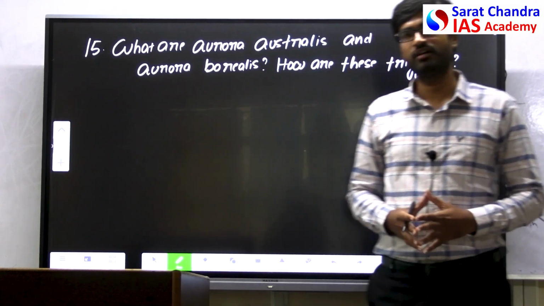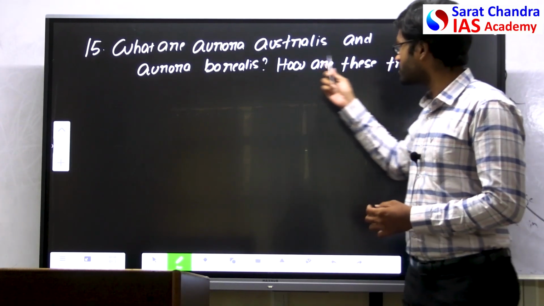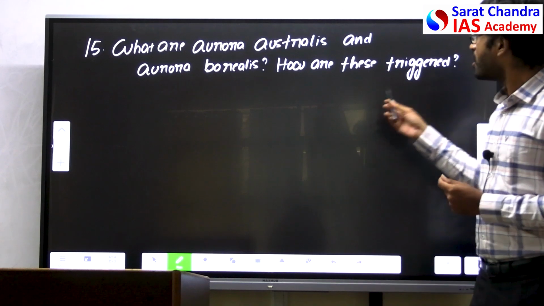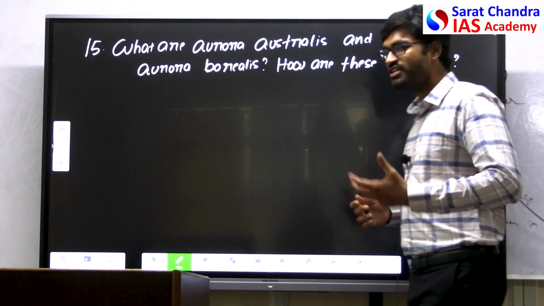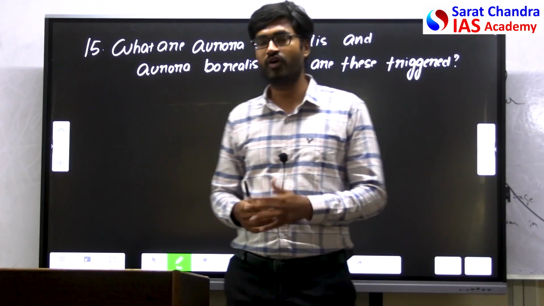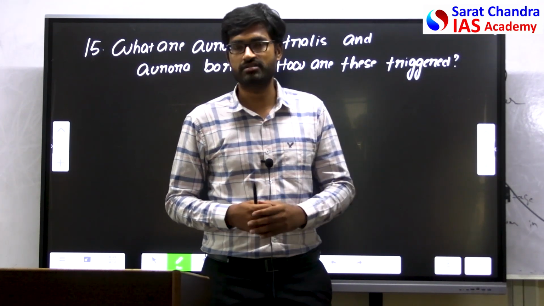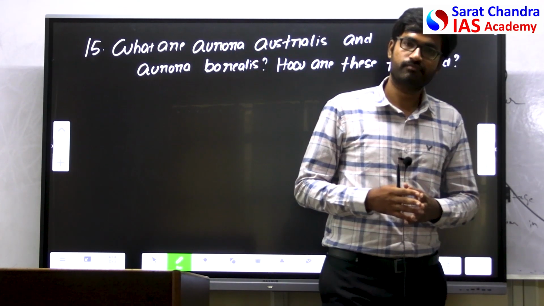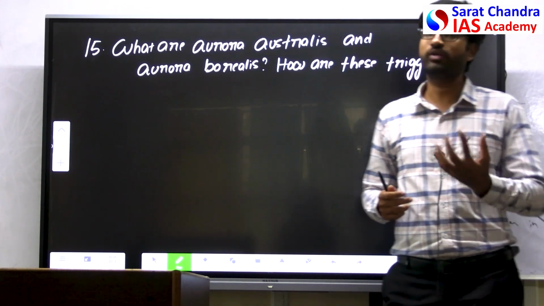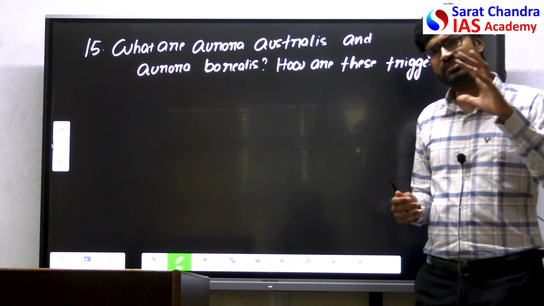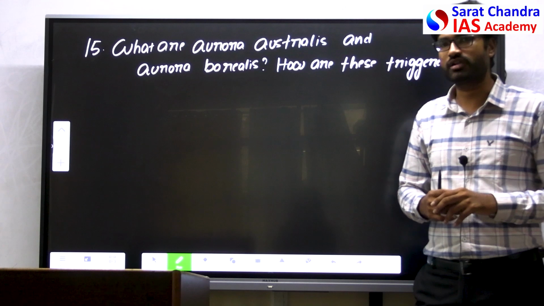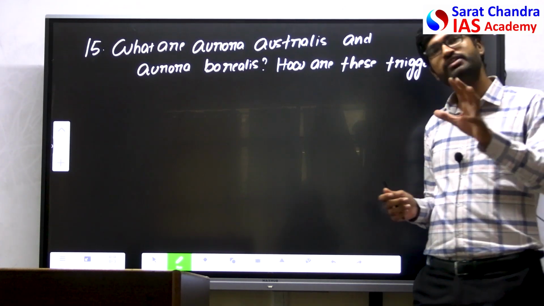The next question is, what are Aurora Australis and Aurora Borealis? How are these triggered? This question we generally expect as a 10-marker or in prelims, but they have asked a 15-marker. Now, how to write these sort of questions? They have asked it directly only, nothing beyond this. You can start with the definition only.